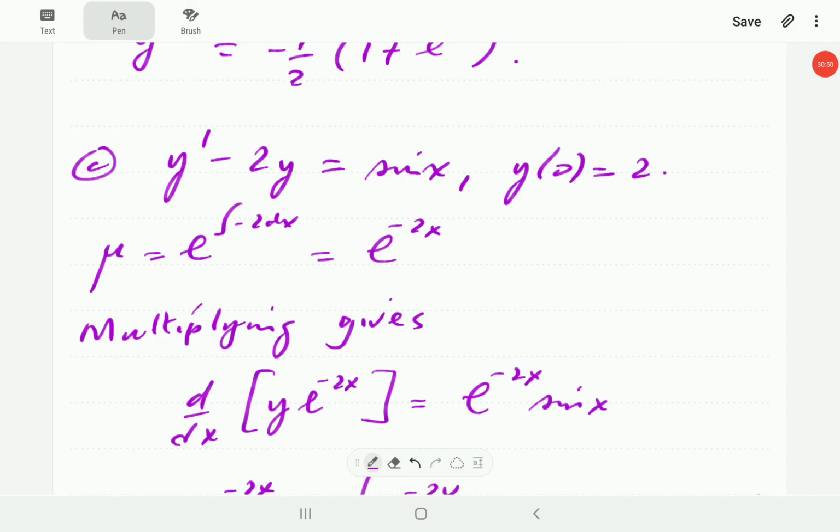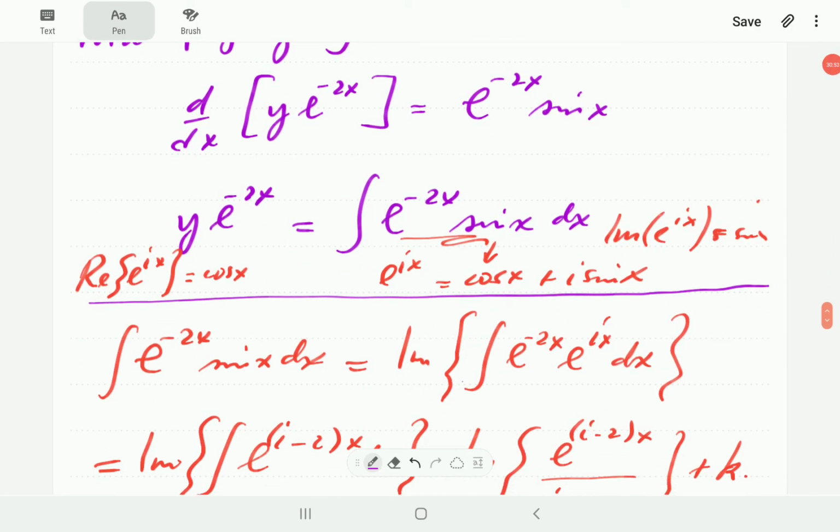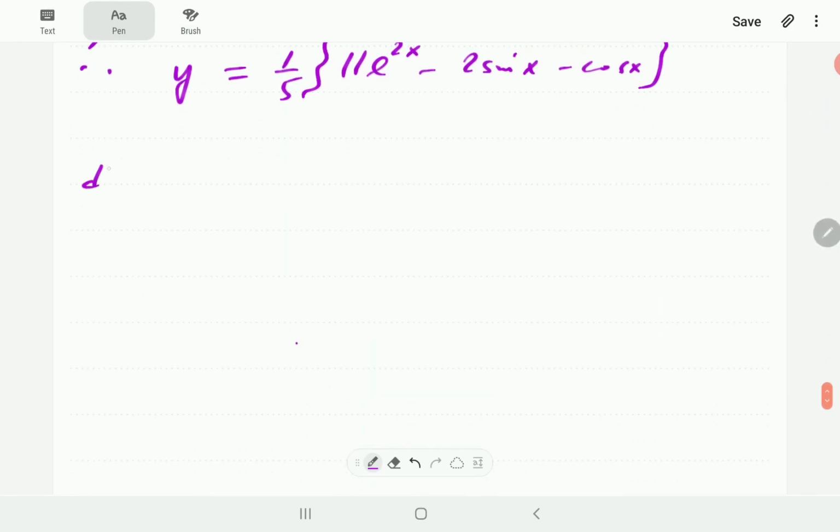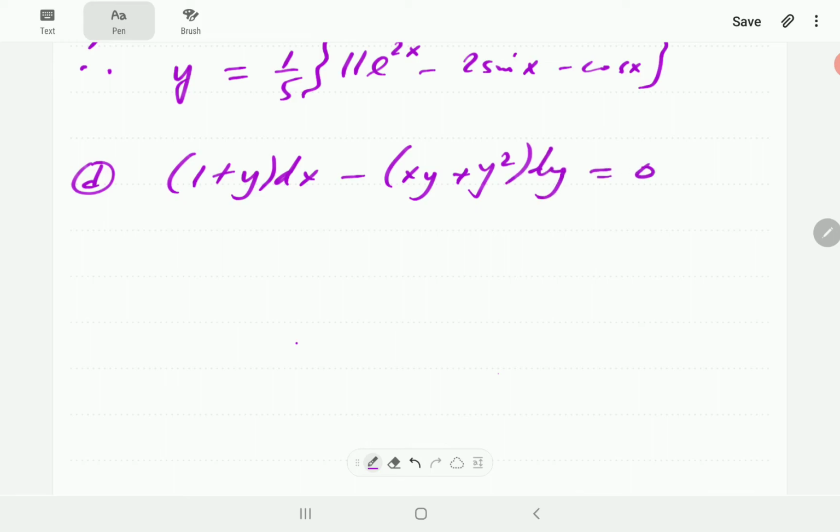We're now going to go to part D. In part D, we have 1 plus y dx minus xy plus y squared dy is equal to 0. We already noted that this equation is not linear. The ODE is non-linear.